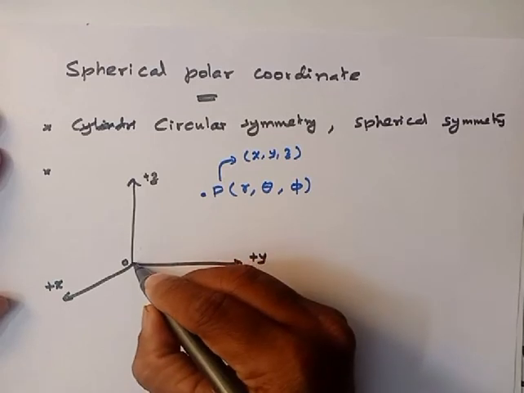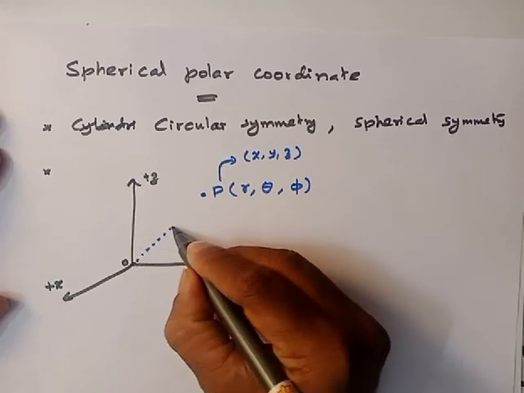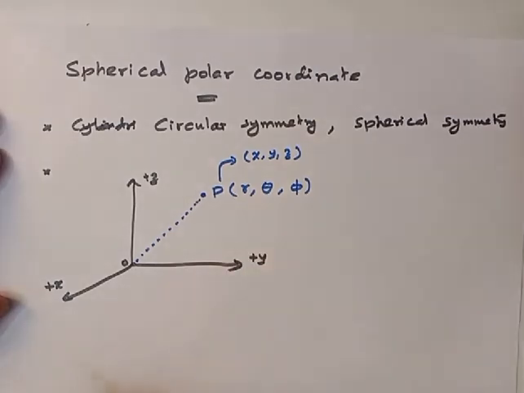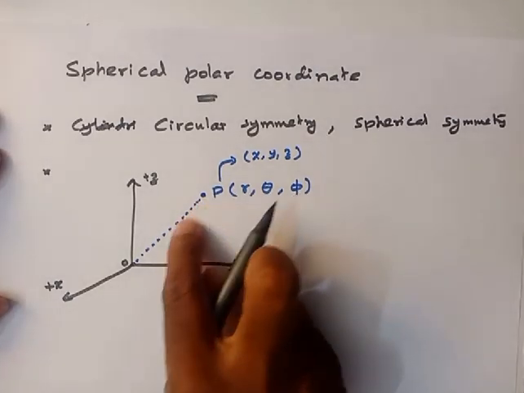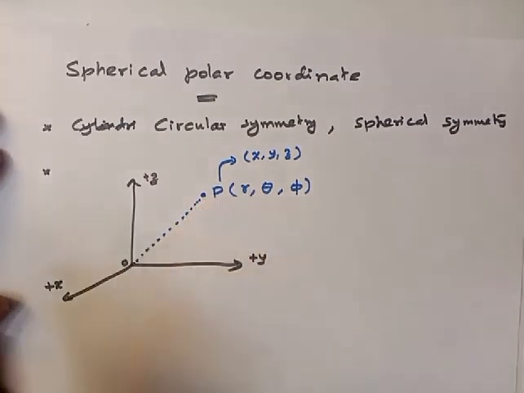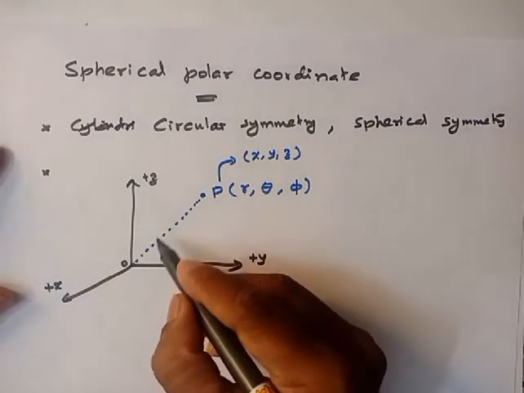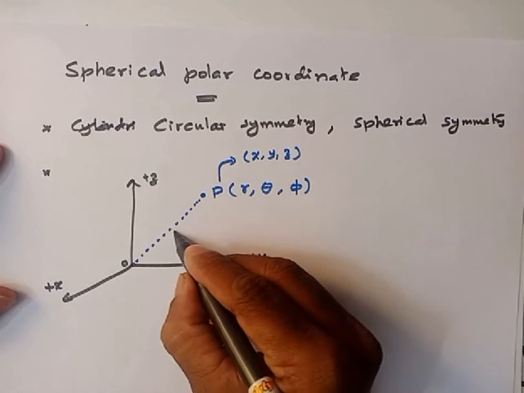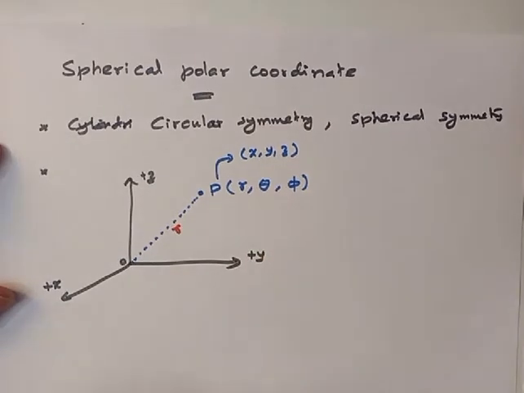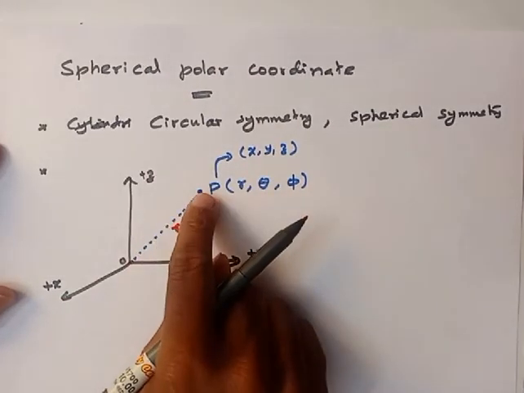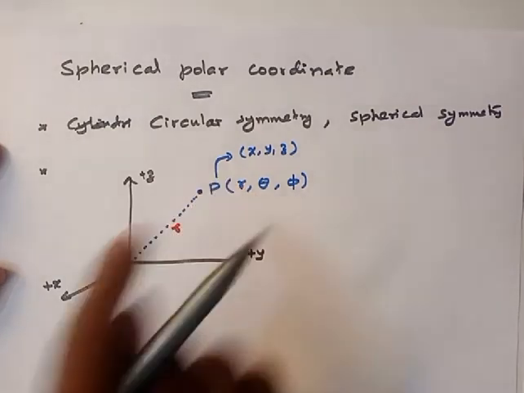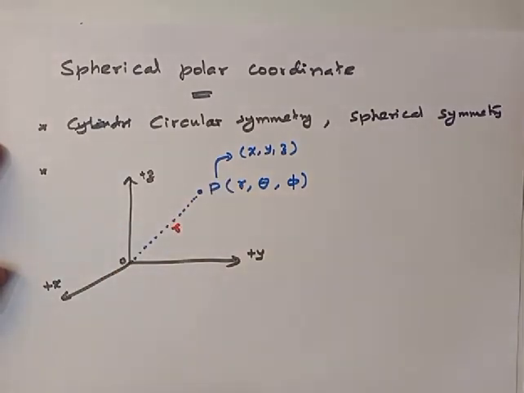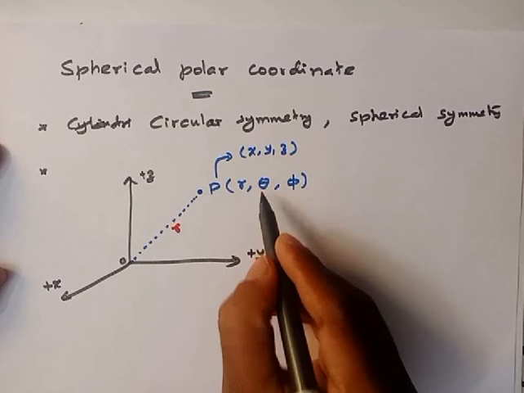So what I'm going to do is connect the origin to this point. The length of this line, the distance between the origin and this point, is nothing but r. So what is r? r is nothing but the distance of the point from the origin. Then what is theta?